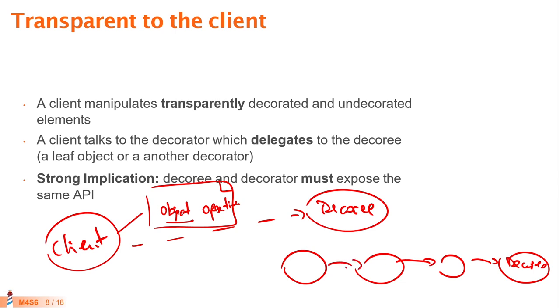What's important here is that there is a really strong implication: the decoree and the decorator must expose the same API, because the client should be agnostic of that. It should be agnostic of the fact that it's talking to the decoree or the decorator. So decoree and decorators should have the same API.